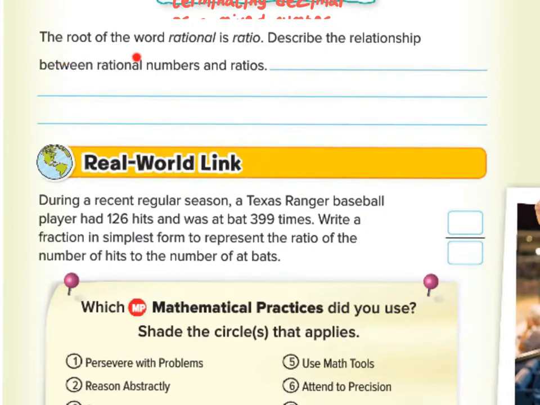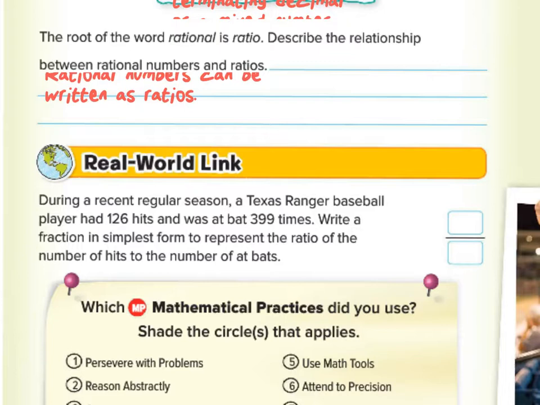The root of the word rational is ratio. Describe the relationship between rational numbers and ratios. Simply put, rational numbers can be written as ratios. For example, a rational number is part of a whole expressed as a fraction, a decimal, or a percent.